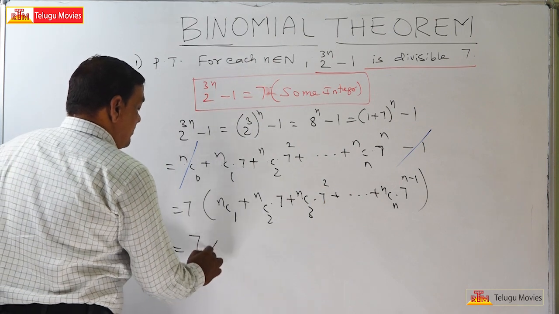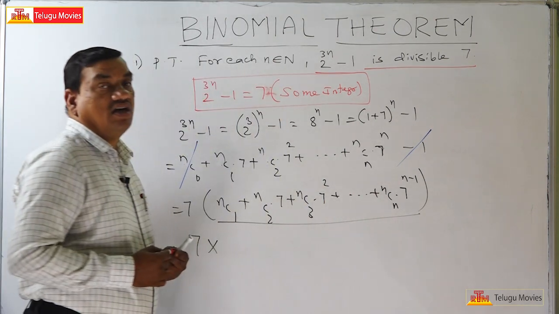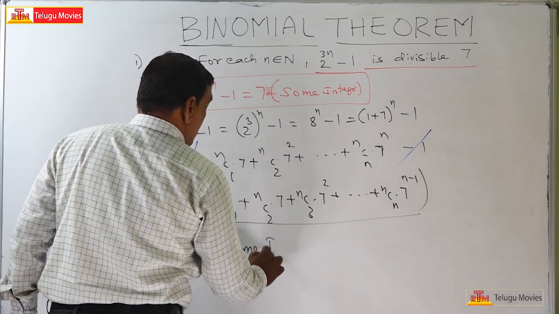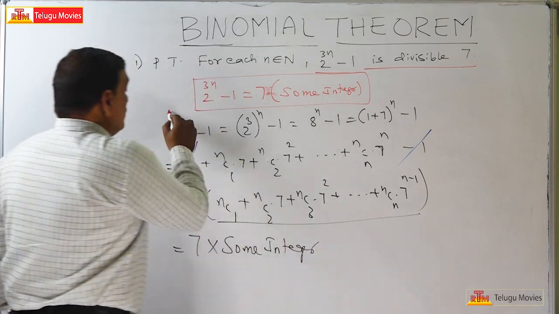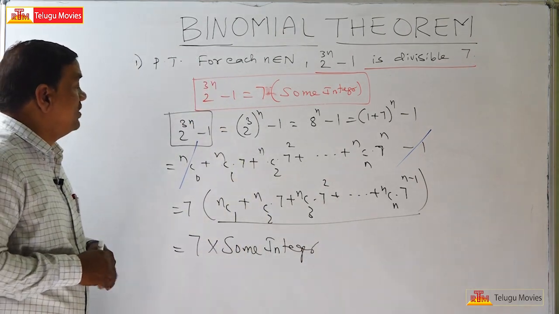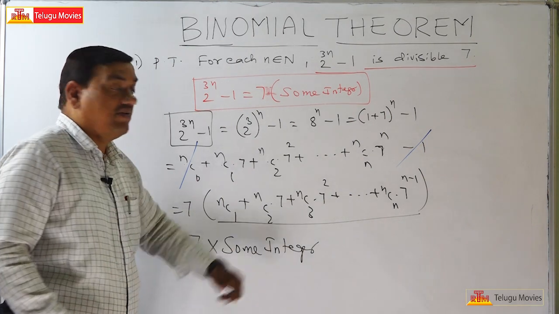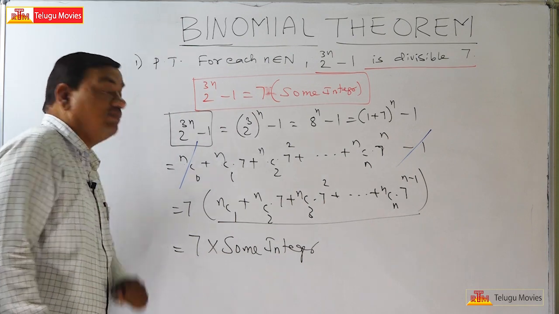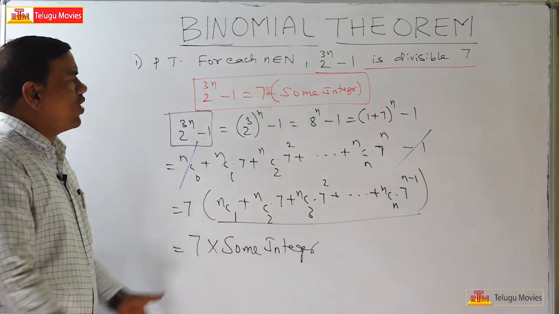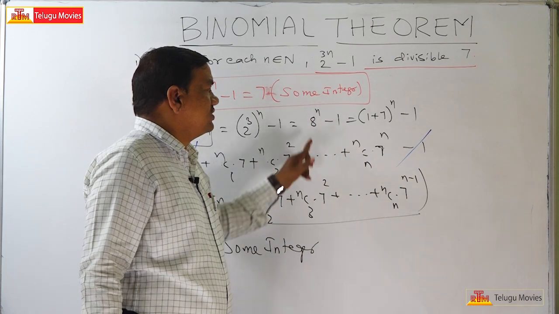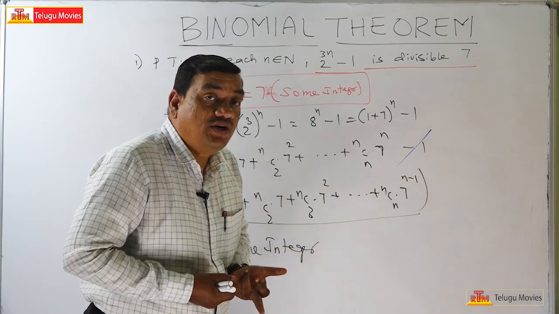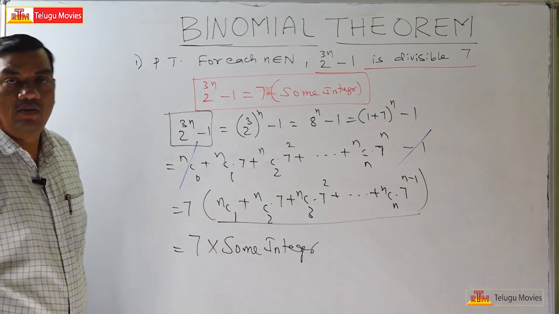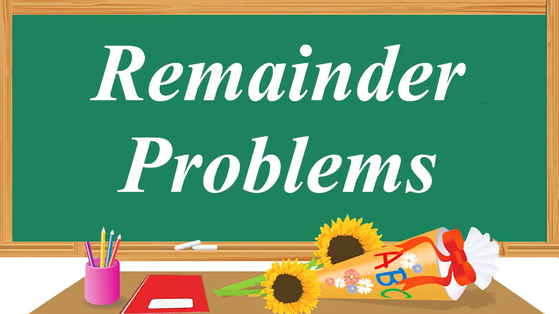So if you observe, 7 into what is this? Is it not a positive integer? So it is clearly some integer. That means you are able to express 2 to the power of 3n minus 1 as a multiple of 7. Therefore, we can say that 2 to the power of 3n minus 1 is divisible by 7. Understand? The whole problem lies here only: 8 to the power of n minus 1. In place of 8 you write down 1 plus 7, and the problem will come. Okay, I hope that you enjoyed this problem. Let us see the next problem.